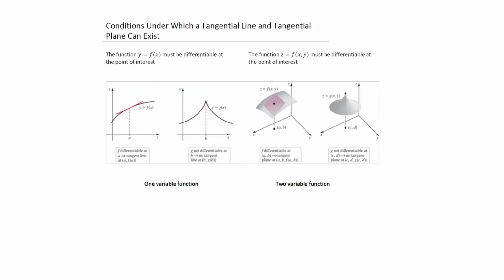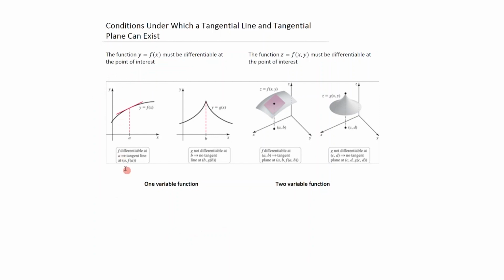All right, so just a little bit more in terms of conditions under which a tangential line and tangential plane can exist. We've discussed this when we discussed differentiability, so we'll just revisit the subject. Let's look at the one variable function case and then look at the two variable function case. So in this case, the function y equals f of x must be differentiable at the point of interest if we're going to basically have a tangential line.